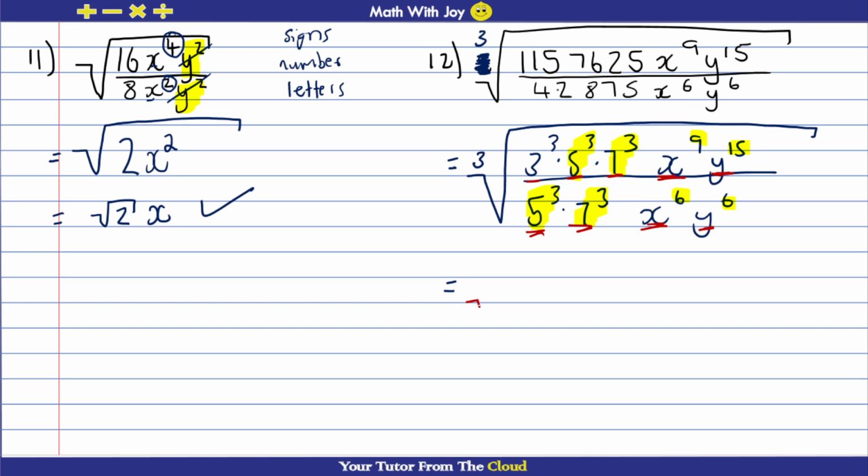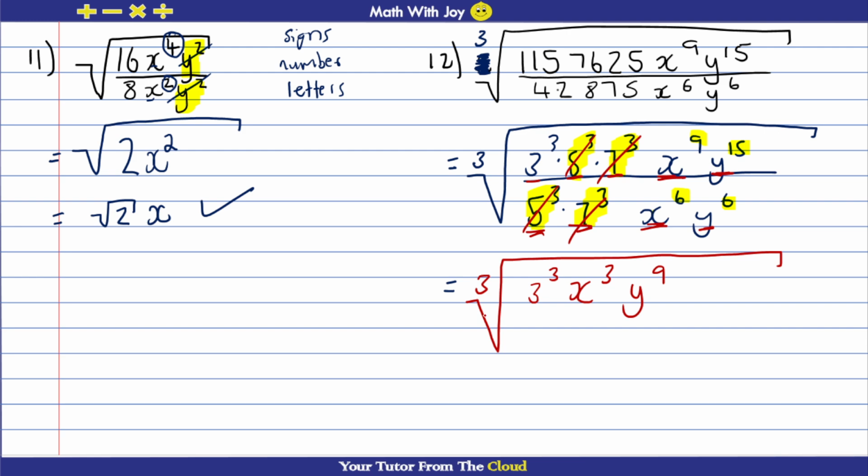So let's still leave it under the cube root. We still have a 3 to the power of 3 at the top. These guys, bye-bye, because they are the same. One is in the numerator, one is in the denominator. Now we're going to have a base of x to the power of 9 minus 6, which is 3. The base of y to the power of 15 minus 6. So 15 minus 6 is going to give us 9.